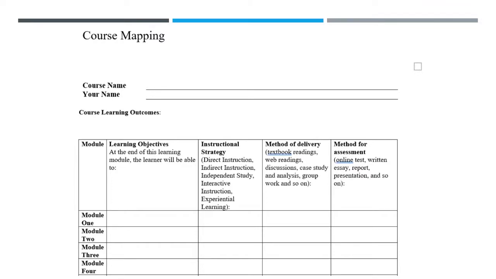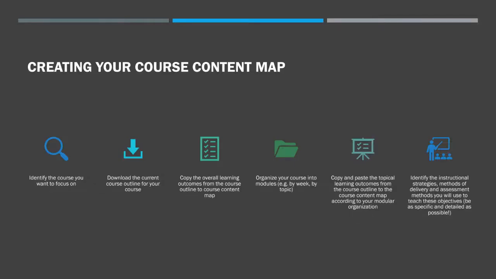So to summarize the process of completing this course content map, the first thing that you're going to do is figure out what course you want to examine. For those of you that teach several classes, you may have to just choose one to focus on. If you just teach one class, then it makes it pretty easy. Once you've identified the class you want to work on, you download that current course outline by going to that curriculum site as I just showed you.